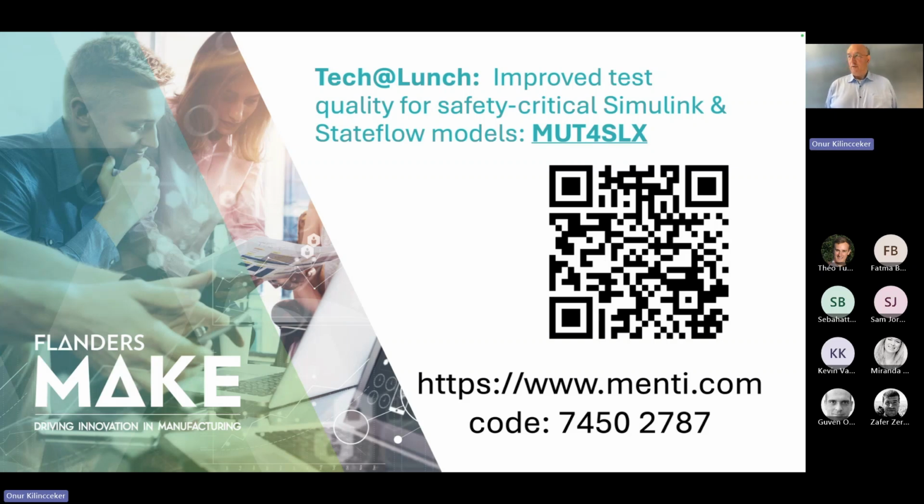I'm Serge de Meijer. I'm a professor at the University of Antwerp, and I will give this presentation together with Onur Kilinceker. He is one of my postdocs. This is going to be about software quality, and more specifically about how you can measure and improve the quality of tests for Simulink and Stateflow models. This is joint work we did with Duco, where we did a case study with this tool, and we're going to report about what we did during this case study.